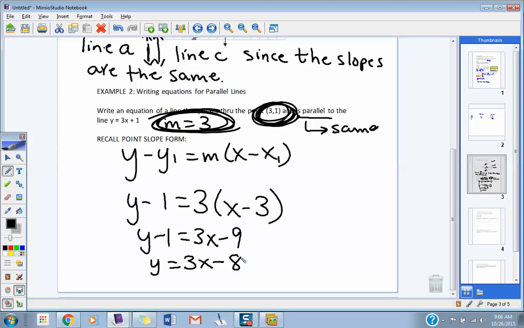Again, what do I love about decimals? Well, here's the equation that's parallel to the given line. It's parallel to the given line passing through 3, 1. What do I love about decimals? Tell me when you've got that down.